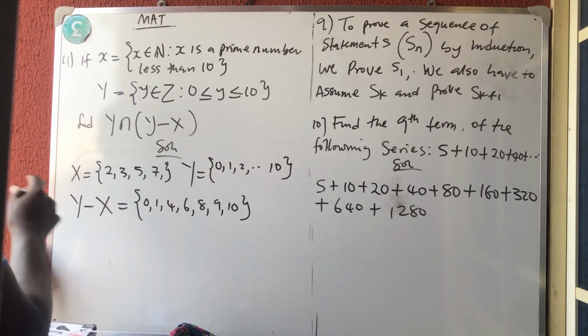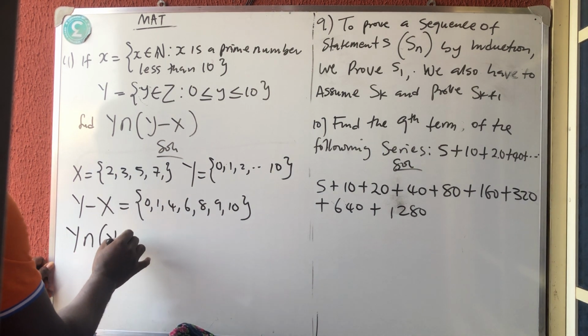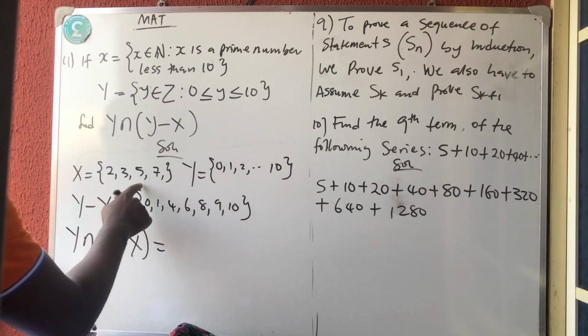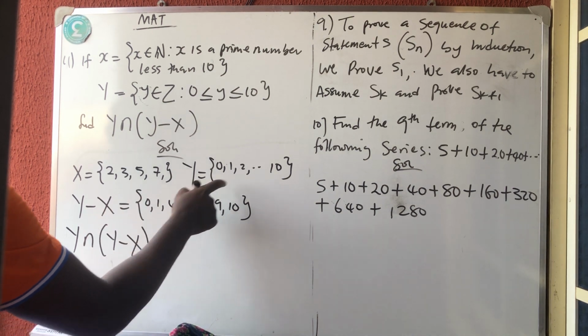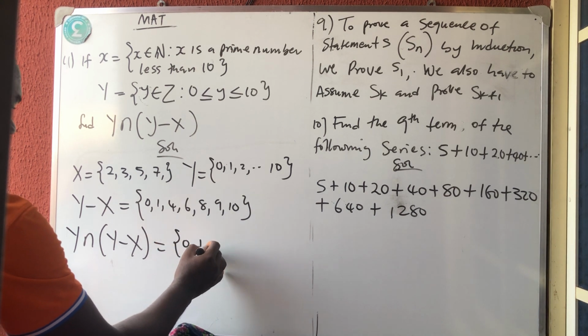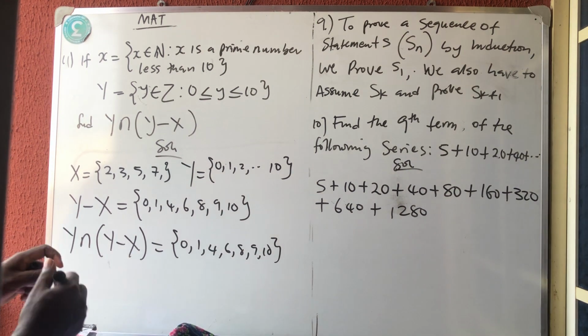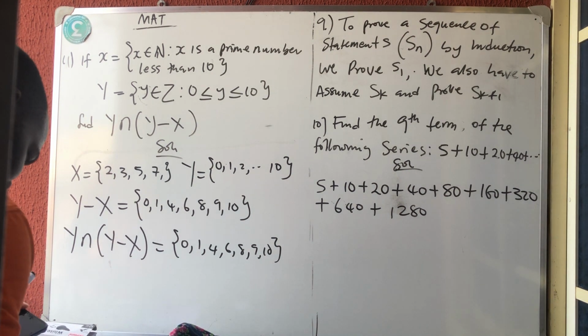Then, the intersection of these two things, y intersection y minus x, is simply what these two have in common. And what they have in common is 0, 1, 4, 6, 8, 9, and 10. So, that is that.